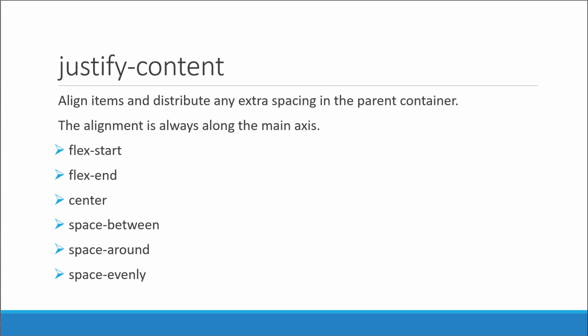So the justify content property is used to align items and distribute any extra spacing in the parent container. The alignment is always along the main axis. The possible values are flex start, flex end, center, space between, space around, and space evenly.